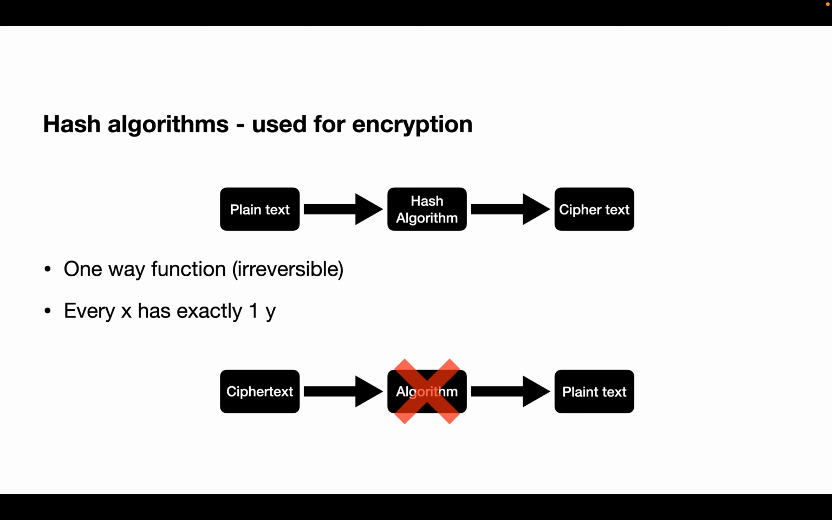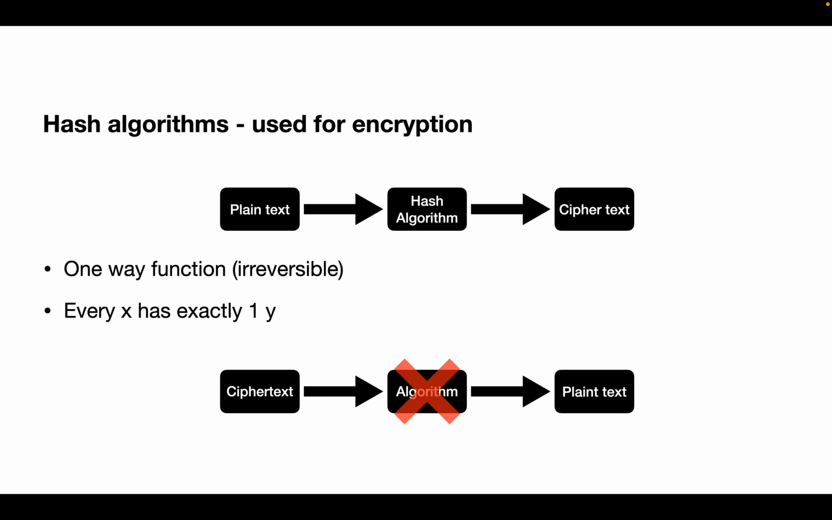So a hash algorithm has two unique characteristics usually. And one, it's a one-way function, meaning it's irreversible. And what that means is when you have the plaintext, you can create the ciphertext. The plaintext goes through the hash algorithm, and then it creates a ciphertext. But once you have the ciphertext, you can't go back to the original text.